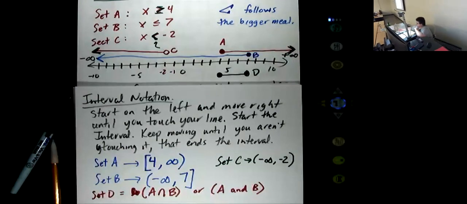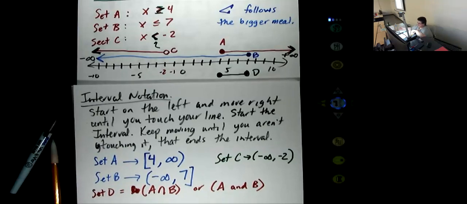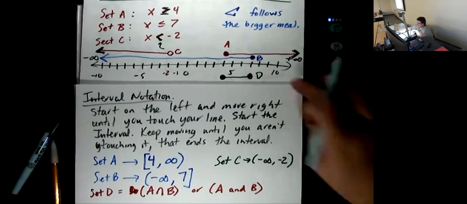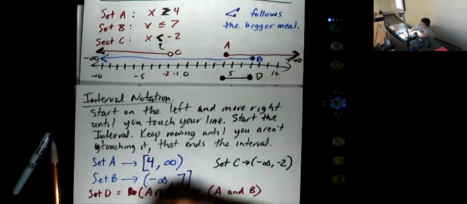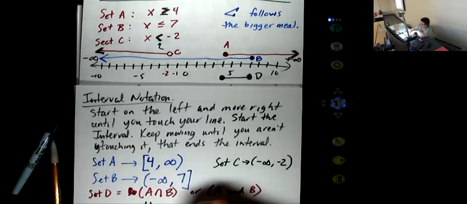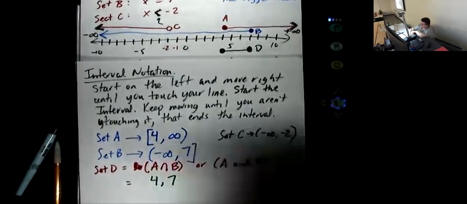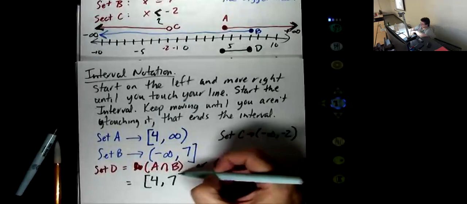Does that make sense? What if B or A weren't hollow? We'll do one in a second that has it. So set D, if I write this, it starts at 4. It ends at 7, but I'm off the page. It includes both points.